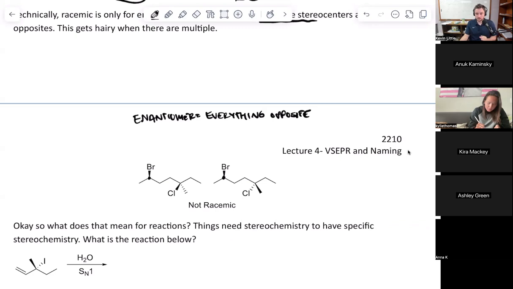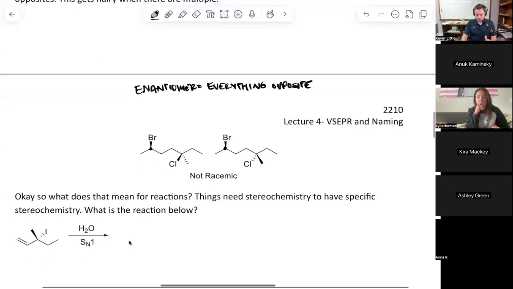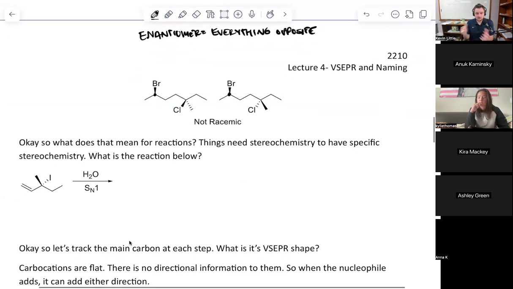Okay. So a lot of you guys would just write racemic mindlessly, like, well, I know I get both of the chiral centers, but racemic means something very particular, and it only means something if you have all inverted stereocenters. All right. So what does this mean for reactions?